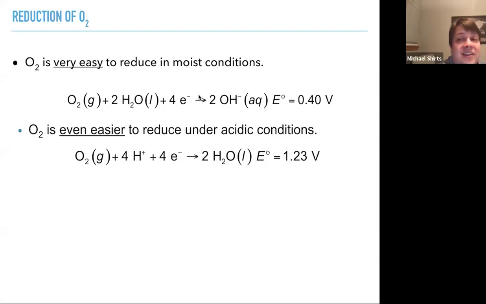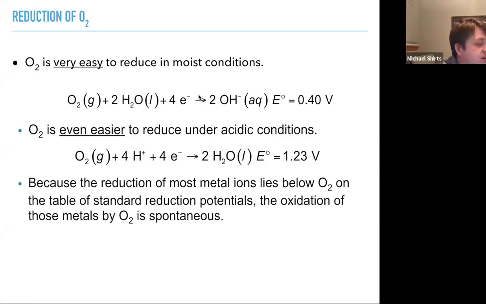So under almost any conditions, pure metals are going to rust. Because the reduction of most metal ions lies below oxygen on the table of standard reduction potentials, except for noble metals, the oxidation of these metals by O2 is spontaneous. If we look at the table, we can see what is below oxygen. So at neutral conditions, what metals are above? Copper, iron, silver are all above at neutral conditions. But if you look at acidic conditions, then it's way up here.